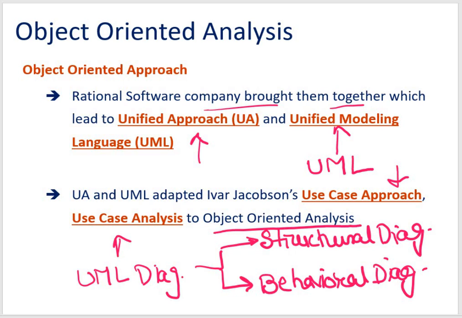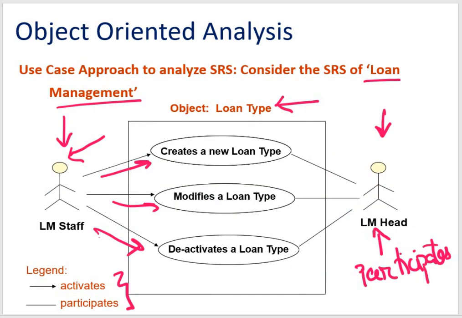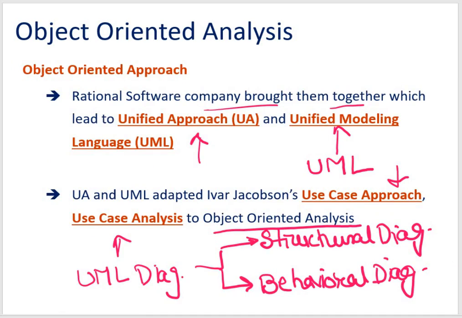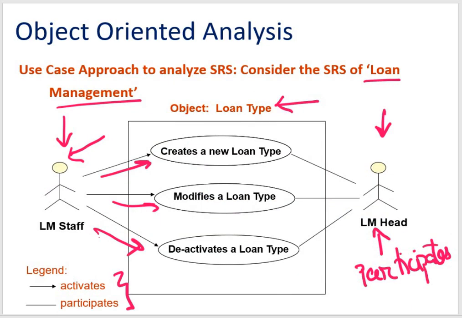Your structural diagrams are like your composite structure diagram, deployment diagram, your package diagram, your profile diagram, your class diagram, object diagram, your component diagram. Whereas in case of your behavioral diagram, we have activity diagram, we have use case diagram, the one which we are covering, we have state machine diagram, we have interaction diagram where we have sequence diagrams, communication diagrams, interaction overview diagram, timing diagram, and so on and so forth. Right, so these are two major classifications.